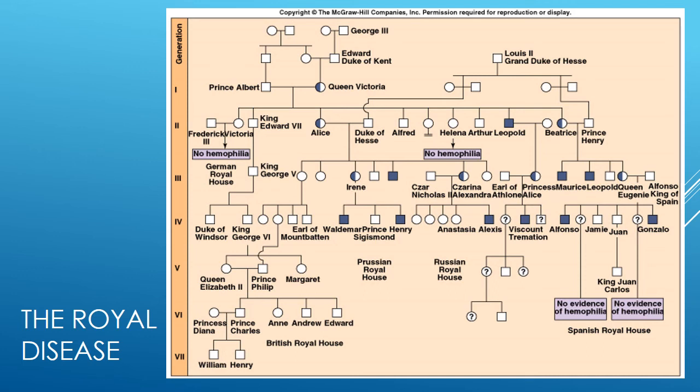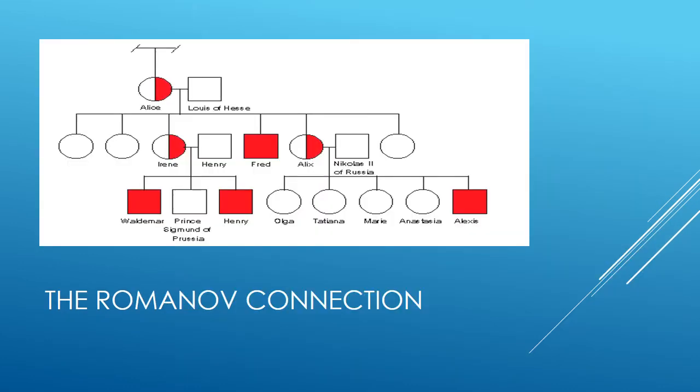Tsarina Alexandra was the granddaughter of Queen Victoria, and she was a carrier, and she passed that trait on to Alexis, her son, the young one. And so he had problems when he was quite young, before, of course, they were all executed during the Russian Revolution. So there you go. A close-up if you wanted to see it, that shows Alice, which is the daughter of Queen Victoria, mother of Alexandra, married to Nicholas, and then there was also some problems over here in Prussia with hemophilia. There you go.